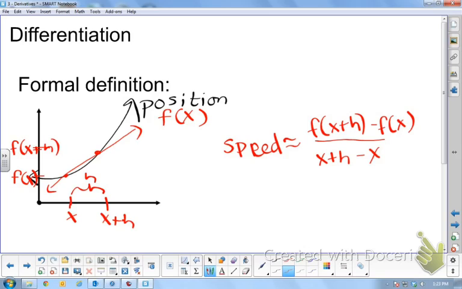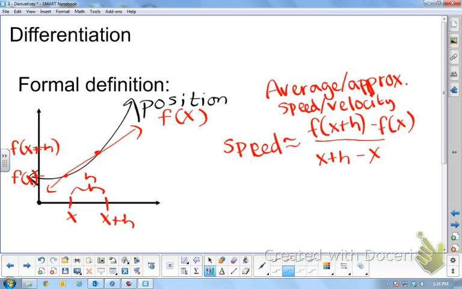So we had some keywords for this. They could have said average or approximate. And they could have said speed, velocity, or rate of change. Or we could even have given it units. How many meters per second does the particle travel? You could do anything that implies a speed.